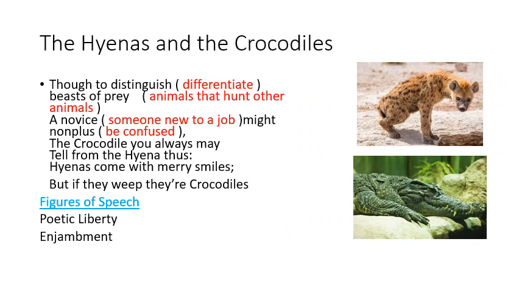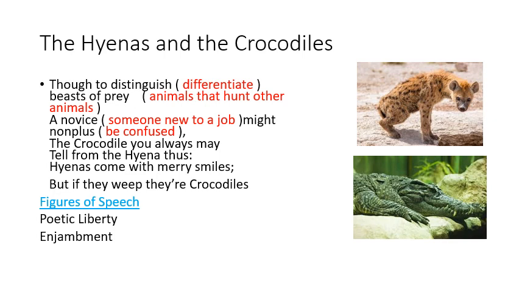Then she talks about beasts of prey in the stanza 5. She points out that though to distinguish beasts of prey, a novice might nonplus. The crocodile you always may tell from the hyena thus. Hyenas come with merry smiles, but if they weep, they are crocodiles.